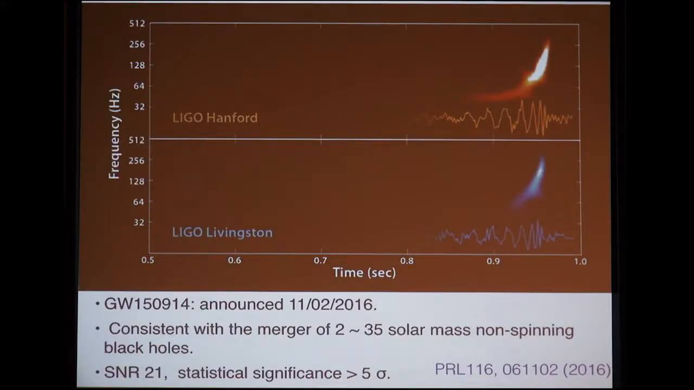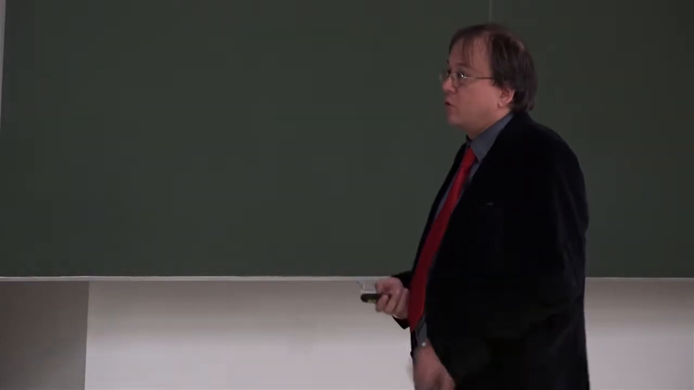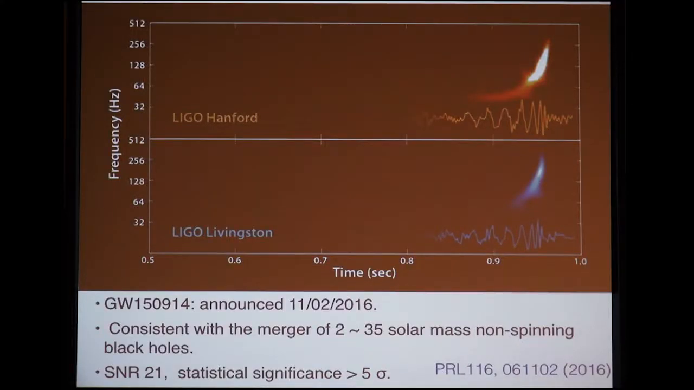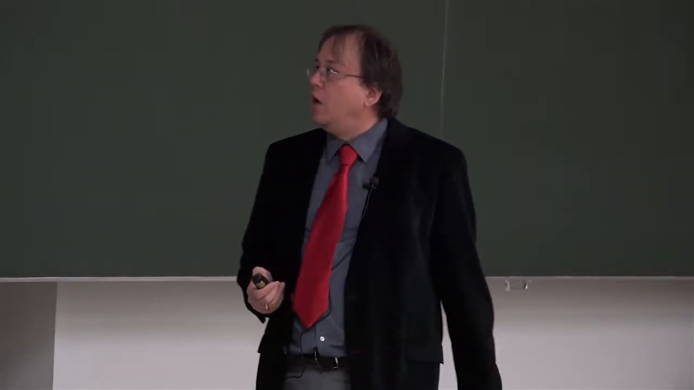It's a very short signal in time, just a few cycles, because in this case the black holes are very massive. We can only see a few cycles in the band of the detector. So this signal is consistent with the merger of two roughly 35 solar mass black holes with no or very small spin. It's a very loud, very clear signal. It has a signal-to-noise ratio of 21, which is far more than one could have expected, and a statistical significance significantly above 5 sigma, which was set as the detection limit.